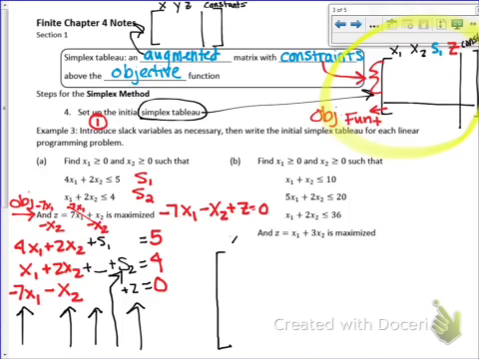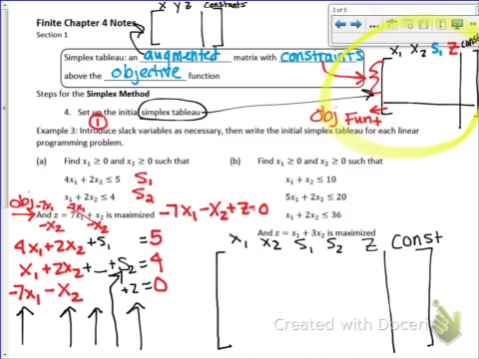So I have X1, I have X2, and then I have S1, S2, and then I have Z, and then goes my vertical line, and then goes my constants, and then that's going to be the end of my bracket. So now each equation then is a row. And remember, you're only putting in the numbers here.